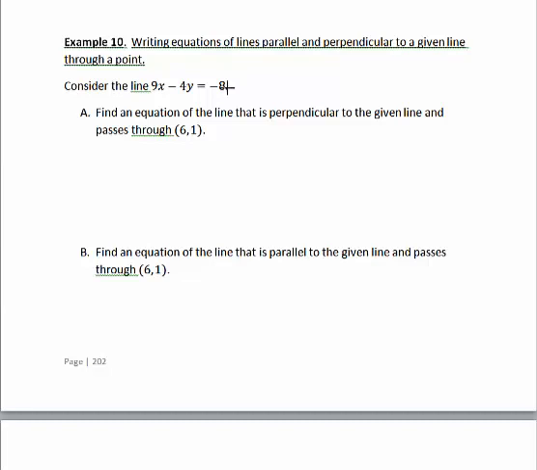Example 10, writing equations of lines parallel and perpendicular to a given line through a point. Okay, we consider this line 9x minus 4y equals negative 8. So our first step is to figure out the slope of the line that we're given.